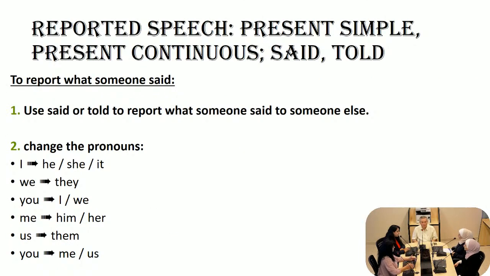Yes. The reported speech, present simple, present continuous. The reported speech is used to report what someone else has said. We use said or told to report what someone said or said to someone else. Of course, it's not the direct speech. Told needs an object. When we change a sentence into reported speech, we first must pay attention to the pronouns. We need to change them. I becomes he, she, or it. We becomes they. You becomes I or we. Me, him or her. Us, them, and you, me, or us.